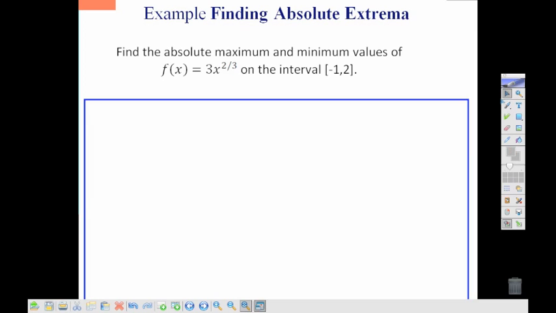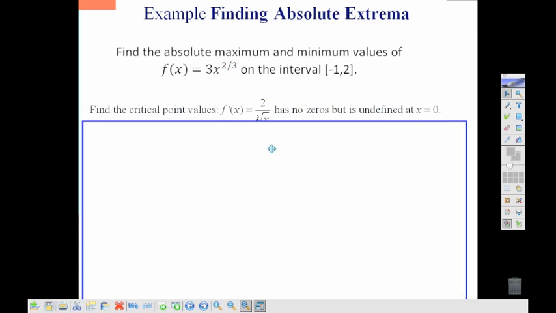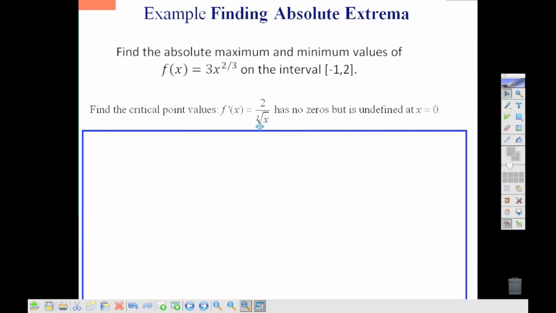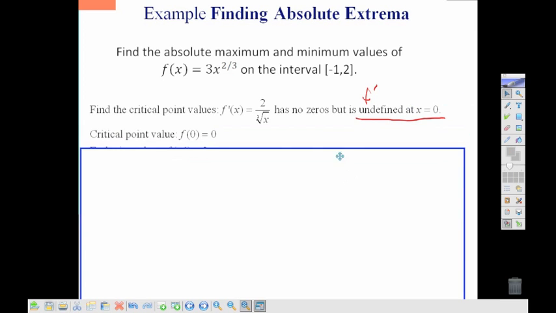In this example here, we're asked to find the absolute maximum and minimum values on this interval. So we have our function. We would start by taking that derivative, and notice that in that derivative, this will never be equal to 0. However, we do have an x in the denominator, so it's undefined at x equals 0. That means f prime is undefined at x equals 0. So this is one of our critical points. And so we should check the f value. The original function is what we're checking there. Find the y value at that point.